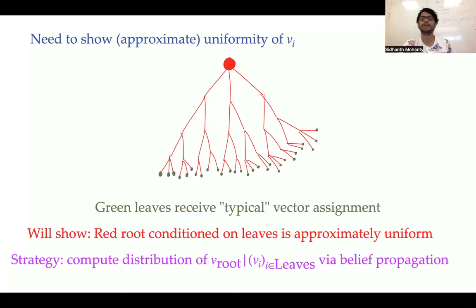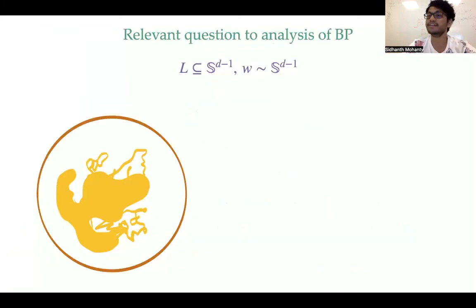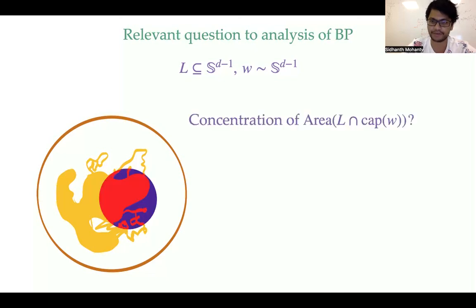I'm not going to get into the details of what belief propagation is or how we use it to analyze the posterior distribution on the root. But maybe I will talk about a nice, clean, self-contained math question that came about in this analysis. So here's a question relevant to the analysis of belief propagation. Let's say you have an arbitrary set L on the surface of the unit sphere. It can look kind of crazy, like this yellow set depicted in this diagram. And W is a uniform vector on the surface of the unit sphere.